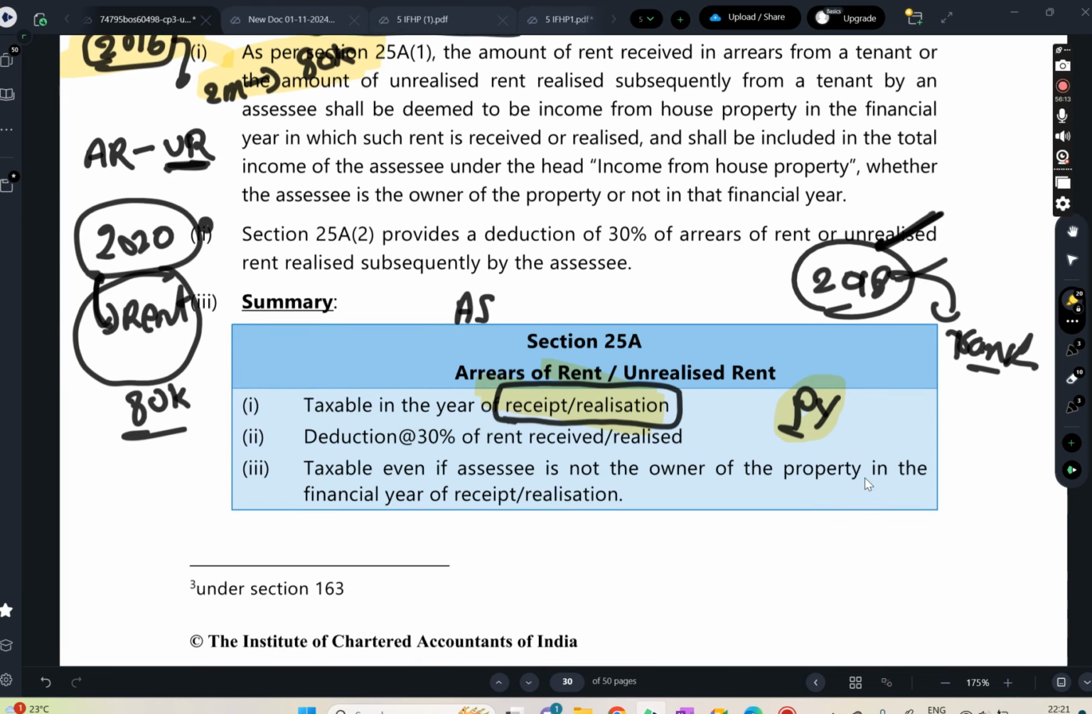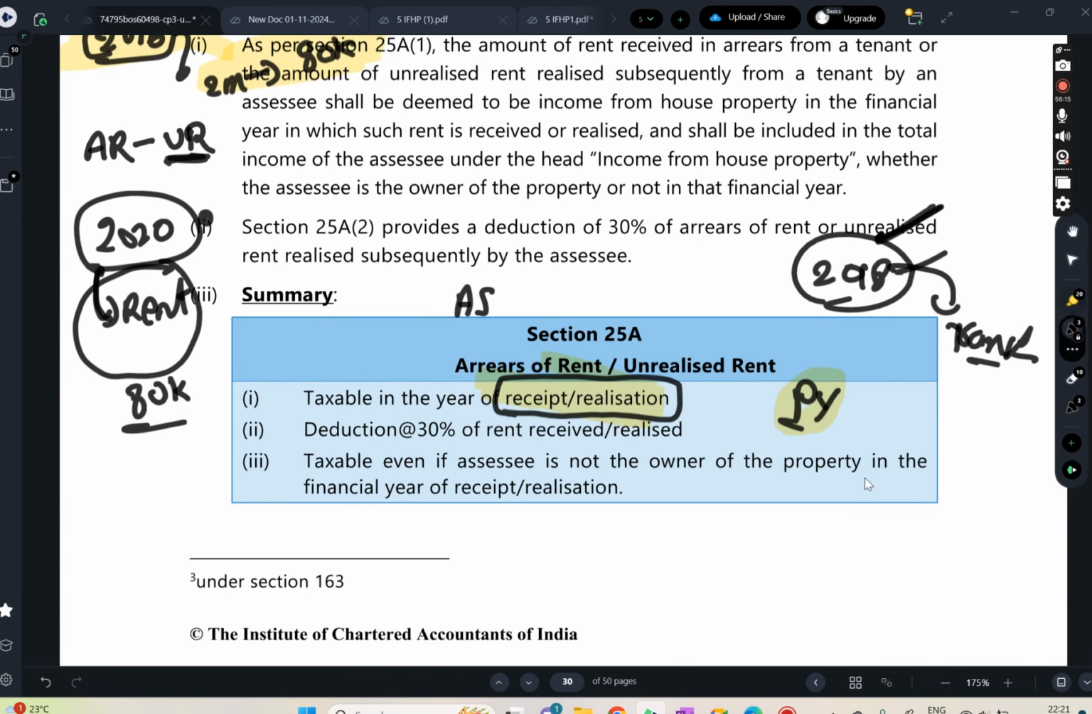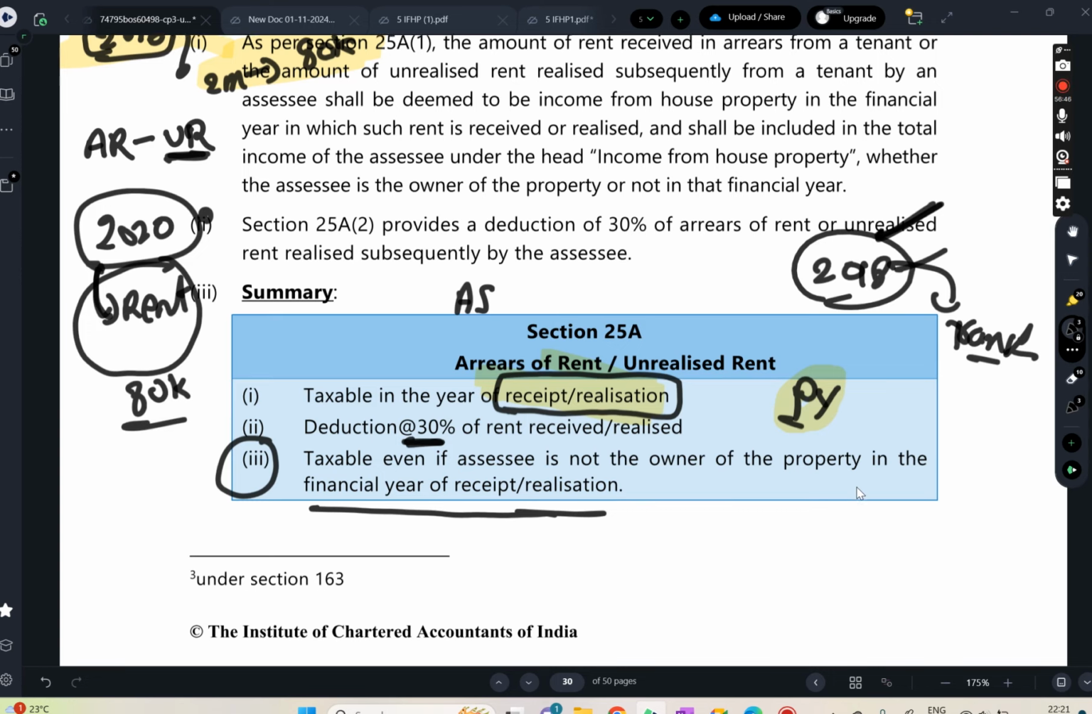And then you will get a deduction of 30%. This is nothing but a flat deduction we will give, right? The NAV 30% is a flat deduction. You can claim that deduction now, 30% of the rent received or realized. Now this part I am talking about: taxable even if the assessee is not the owner of the property in the financial year of receipt or realization. It doesn't matter whether you are the owner now. You were the owner in 2016, but it doesn't matter whether you are the owner or not now.